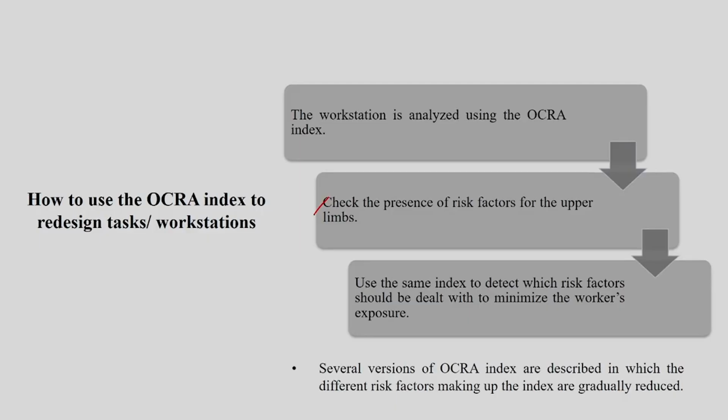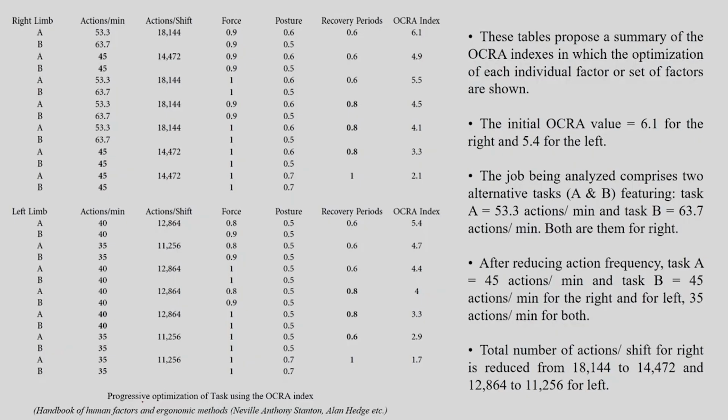So, several versions of the OCRA index are described, in which the different risk factors making up the index are gradually reduced. So, that way you can do the first version, second version, third version, like that you keep on working on it till you are satisfied. Okay. So, this is the kind of progressive optimization task using OCRA. You can read through it. I will highlight some major points.